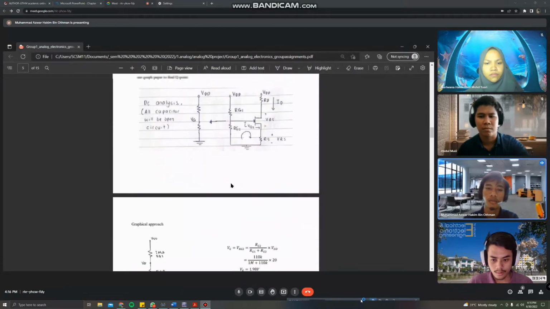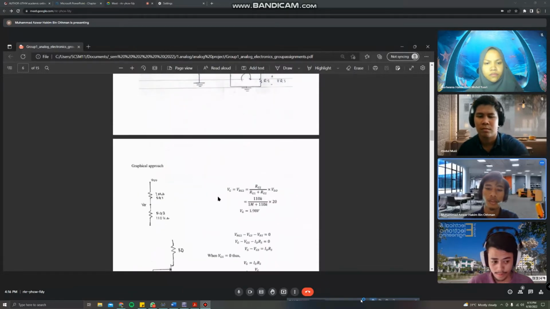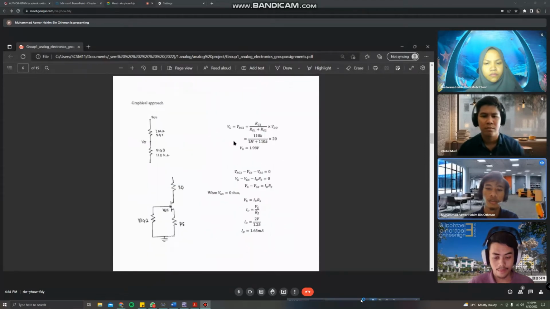We start by finding VG. VG is the voltage drop across RG2. This is the formula equation to find VG equals VRG2. We substitute the values of resistors RG1 and RG2 into the equation and we get the value of VG.